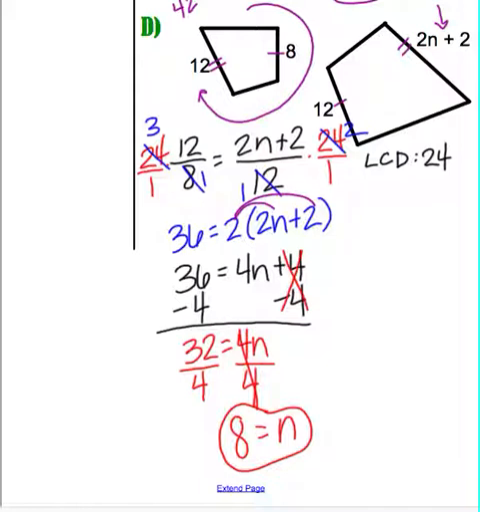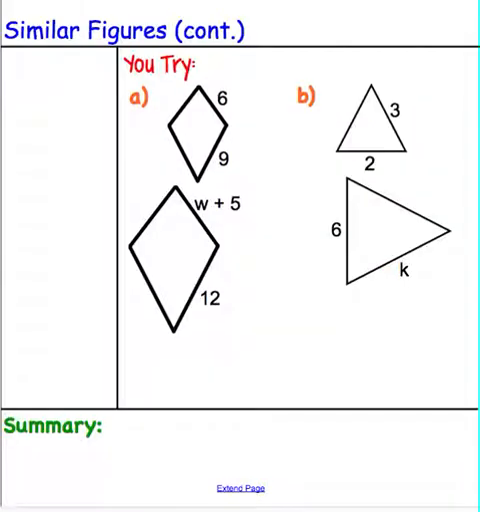So now what you need to do is try these two problems, and I'm going to put a little dividing line down the middle here so you can see the two separate problems of our two shapes. We got some diamonds, we got some triangles. Go ahead and try those out. Bring any questions that you have with you to class tomorrow, and don't forget to attempt to write your summary.